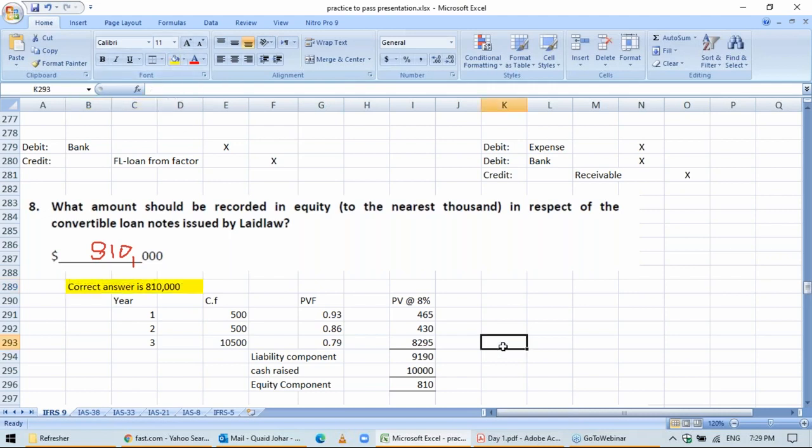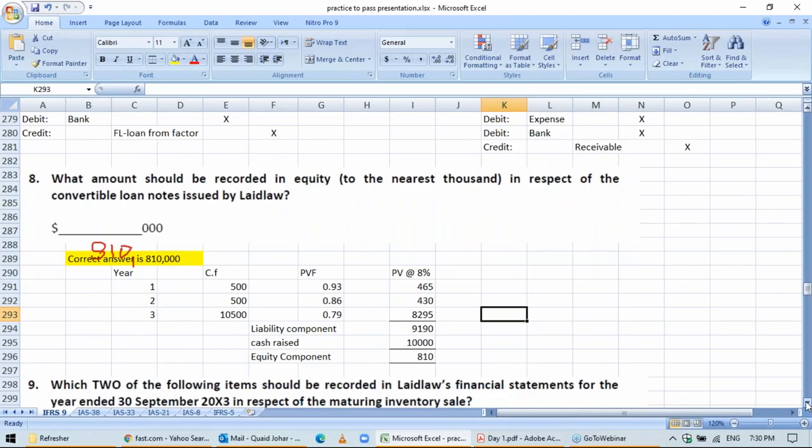Okay, students. So I'm waiting for a minute for you to copy if you need to copy. Then I'll move ahead to question number 9. Okay, students, let's move on to question number 9.